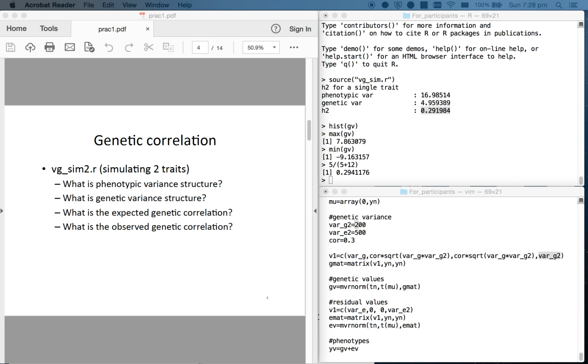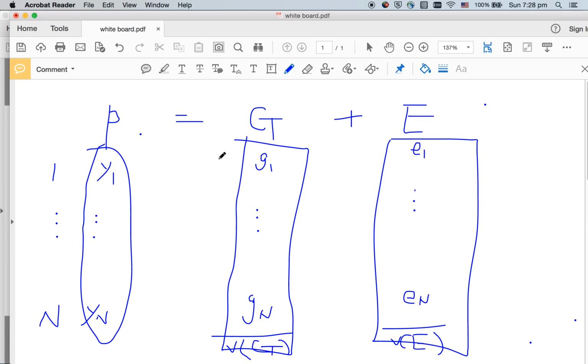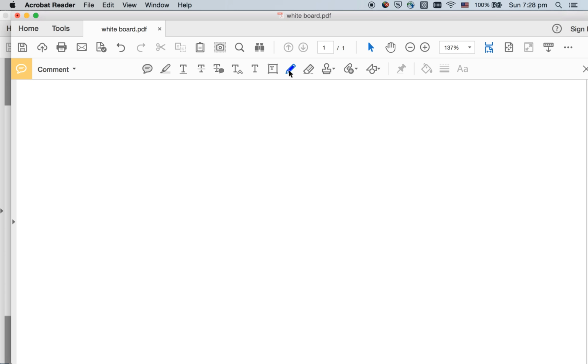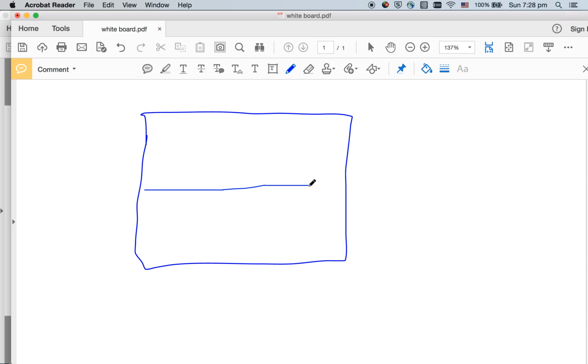Sorry, I'd like to find my whiteboard. So yeah, here. I can briefly draw what the structure looks like. First I will delete this one. So the matrix has a 2 by 2 structure, a genetic variance covariance structure. So this is the first trait, this is the second trait, and this is the first trait, and this is the second trait.